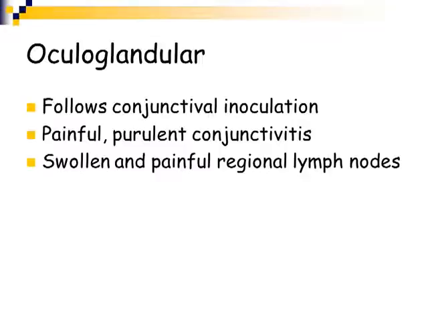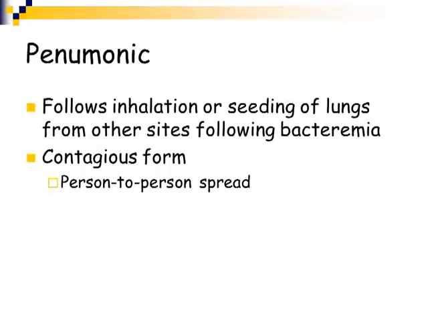Oculoglandular follows inoculation into the conjunctiva or eye, which causes a very painful, pussy conjunctivitis, and it can also cause swollen and painful lymph nodes. Pneumonic is the worst form of tularemia, and this follows inhalation or, from other sites of the body like the blood, it can get into the lungs. And this is the contagious form. Contagious is when an organism spreads from one person to another person. So tularemia is contagious.